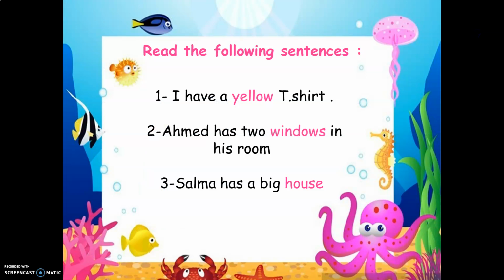Now, read the following sentences. Number 1, I have a yellow t-shirt. 2, Ahmed has 2 windows in his room. 3, Selma has a big house.